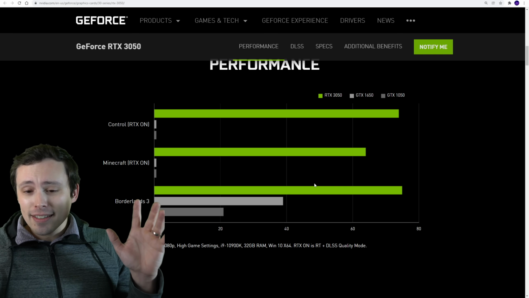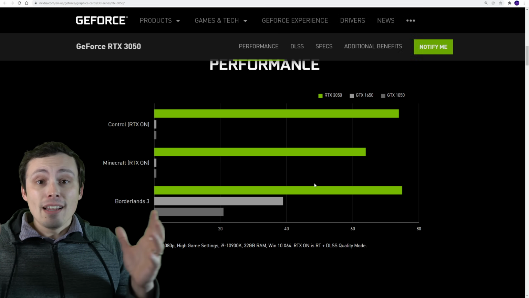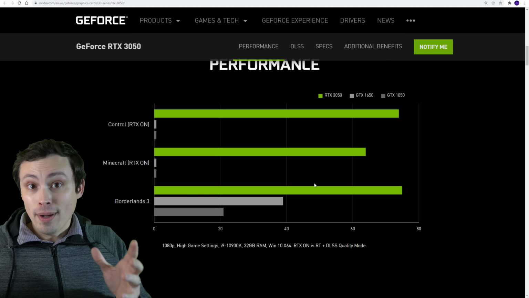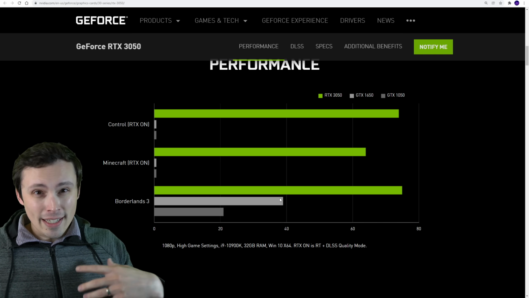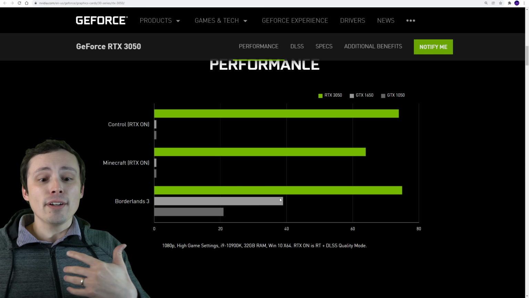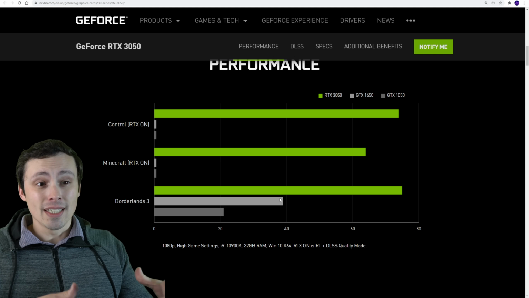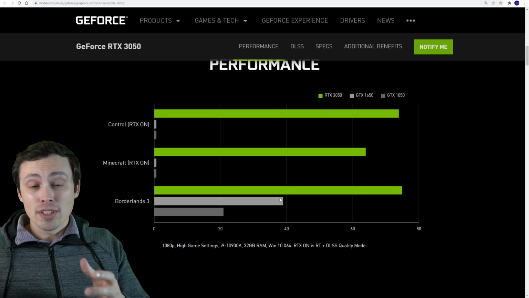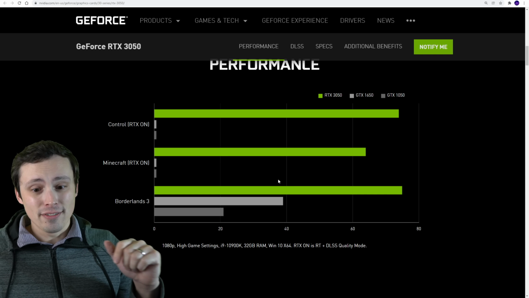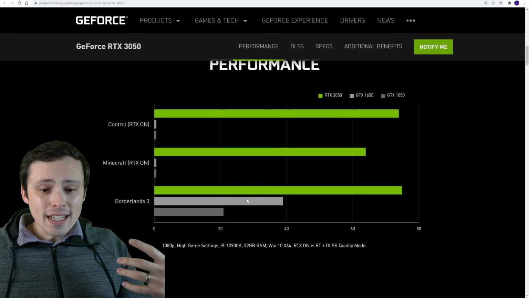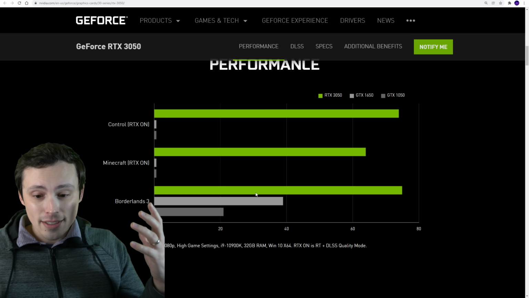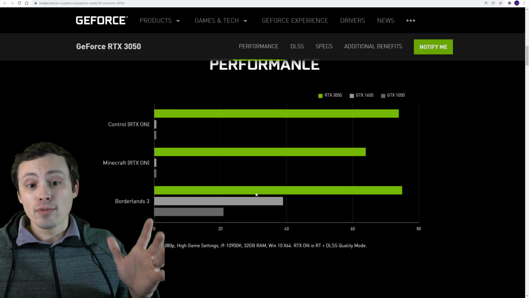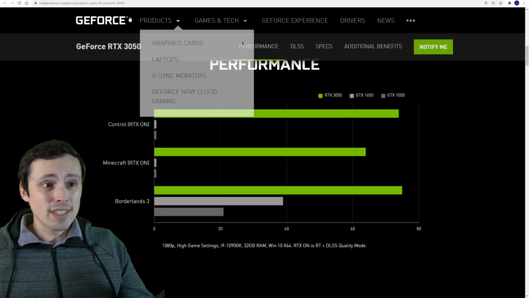So I'm not gonna say that this is gonna be completely a lie or completely out of the realm of possibility, but I would say that whatever this is showing is probably going to be one of the better results versus a 1650 rather than an average or typical result. Now, this could at least get us a rough ballpark on what the non-ray tracing, rasterized, non-DLSS performance of the 3050 could be.